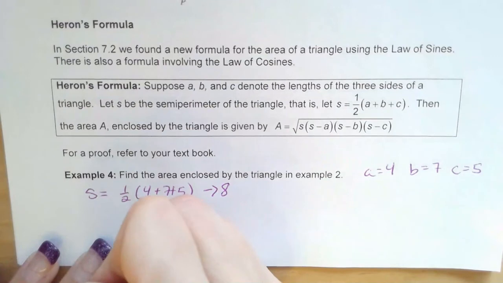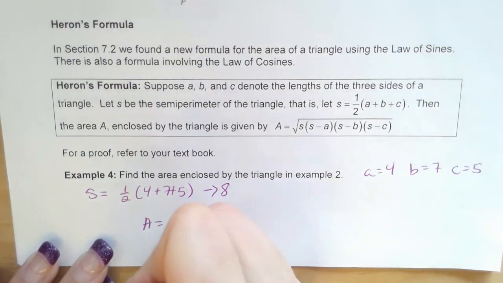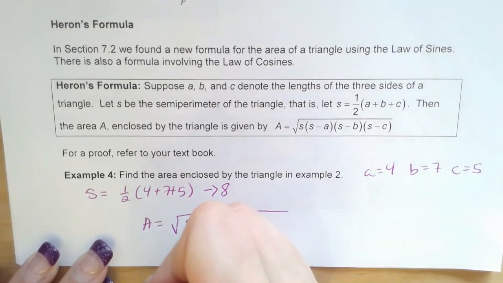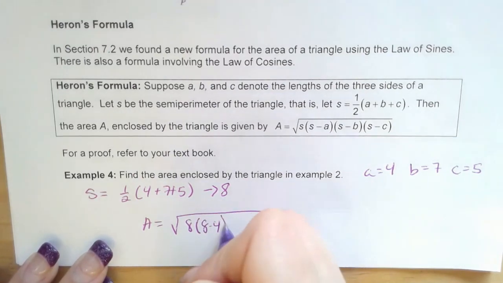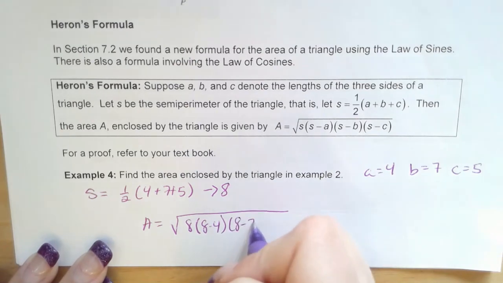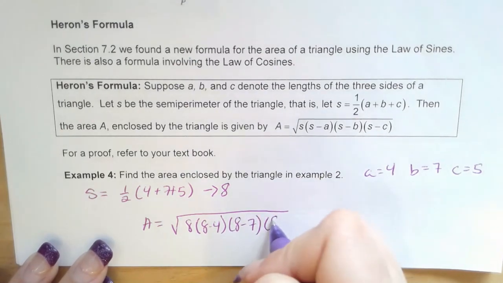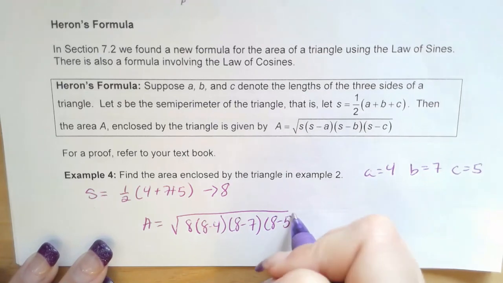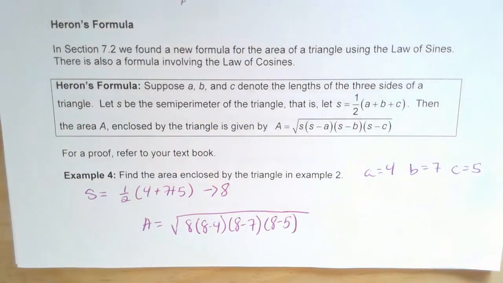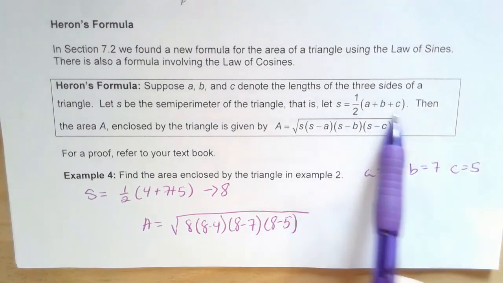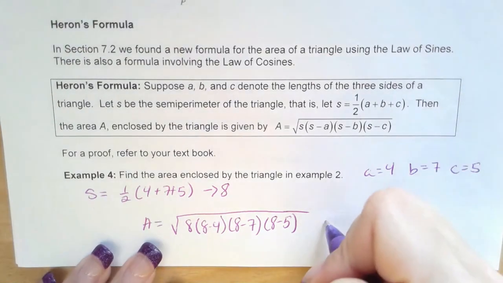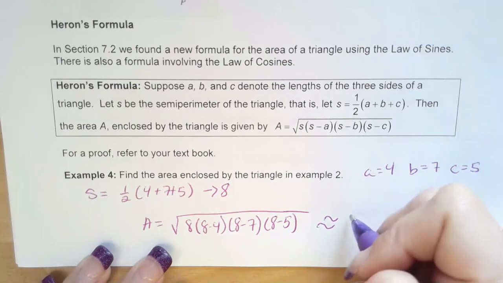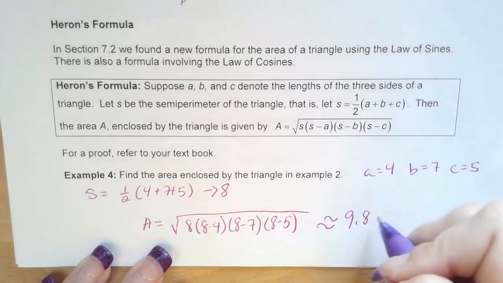Now I'm going to go straight to my area problem. Area equals the square root of the semi-perimeter 8, times 8 minus 4, times 8 minus 7, times 8 minus 5. Keep in mind, guys, that the semi-perimeter has to be greater than each of your sides. Otherwise, you would get a negative number in here, and then we can't do the square root of a negative number. When we plug this into our calculator, we get 9.80.